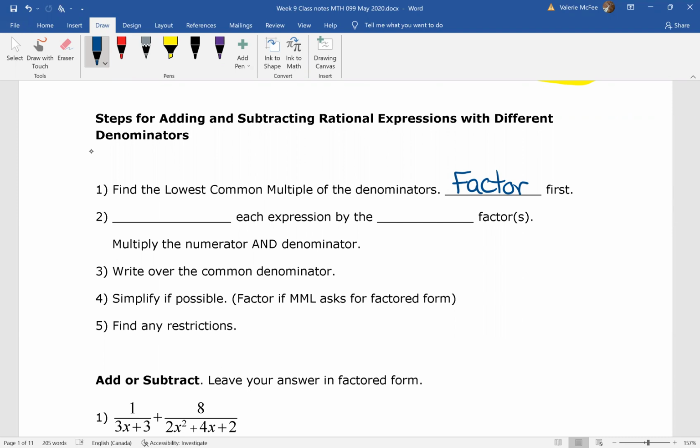Once we find the lowest common multiple of the denominators, we need to multiply each expression by the missing factor or factors. Remember that you're multiplying the numerator and the denominator by the missing factors. We write all of this over a common denominator, simplify the numerator if possible, make sure you factor if you're asked to write your answer in factored form. If you're not asked for factored form, do not leave it factored. And finally, because we want the practice, we're going to find any restrictions.